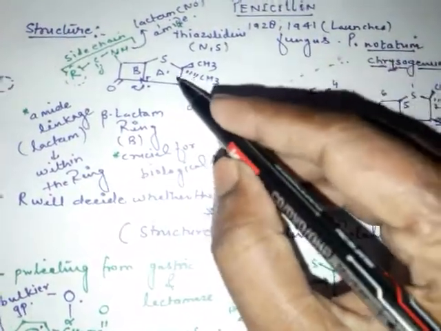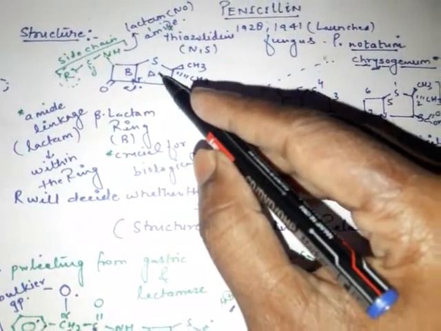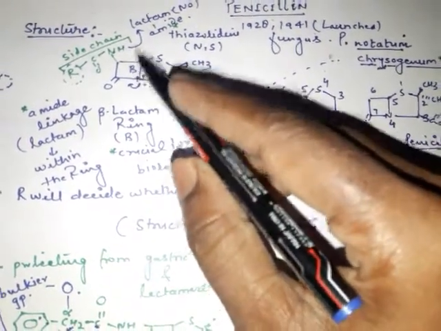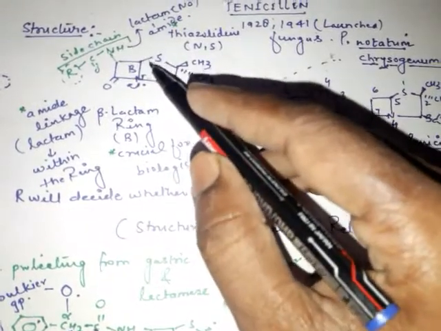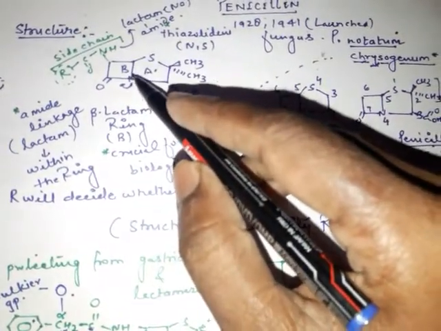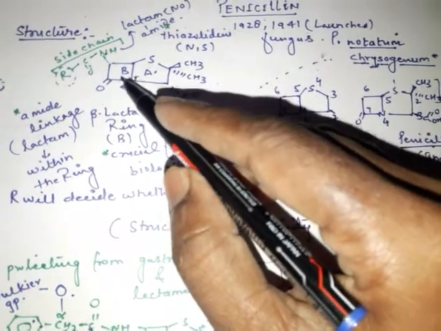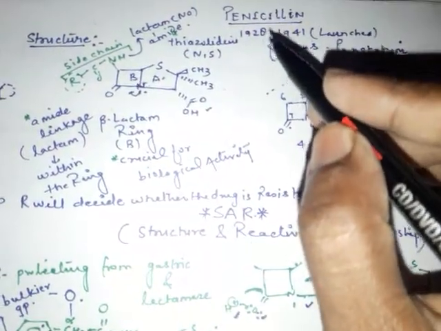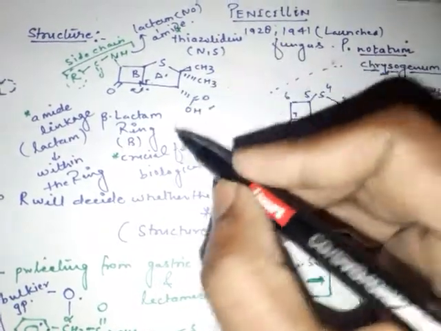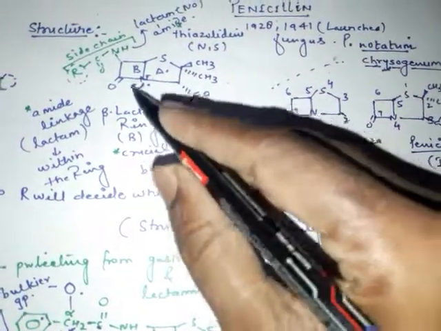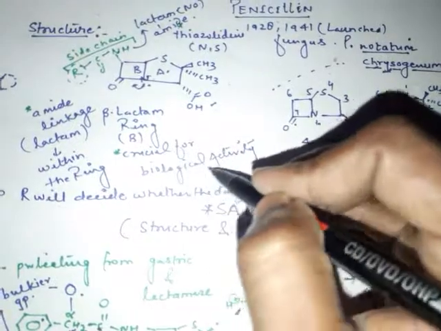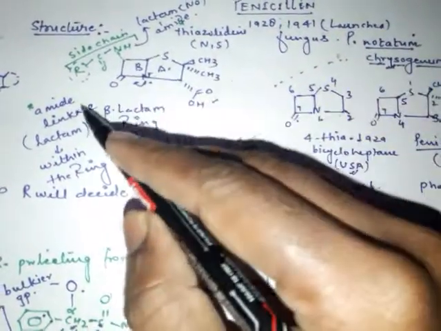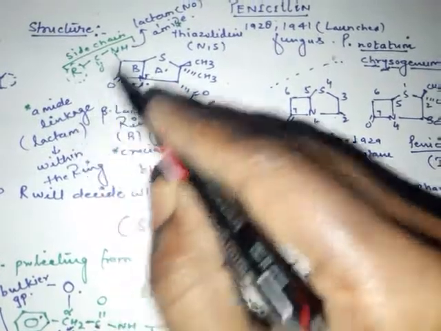This one is thiazolidine, which is very important for biological responses, and B is the lactam ring. Both rings are very important, but this beta-lactam is more important for antibacterial properties. I have mentioned here that B is the beta-lactam ring, which is crucial for biological activity, meaning antibacterial activity. And since this amide is within the ring, it is called lactam.